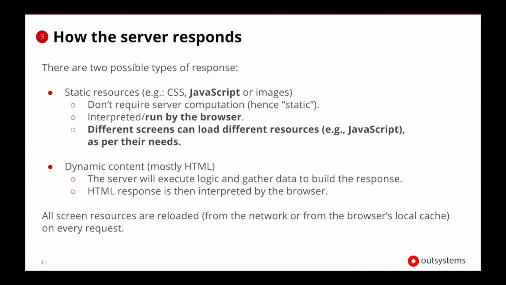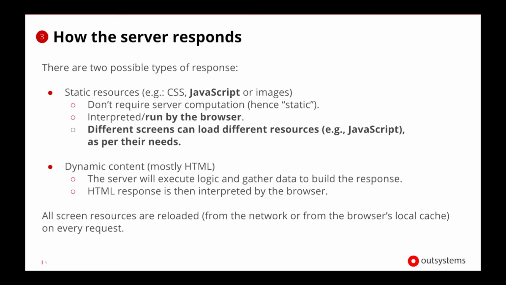Now, there are two possible types of response. Static resources, such as CSS, JavaScript, or images. They're called static because they don't require server computation. These are then received by the browser and therefore interpreted or run by the browser. So if it's an image, it will be decoded because it's typically compressed. PNG images are compressed in a specific algorithm, JPEG images in a different algorithm, and so on. So the browsers need to implement decoders for different types of images to be able to display them on screen.